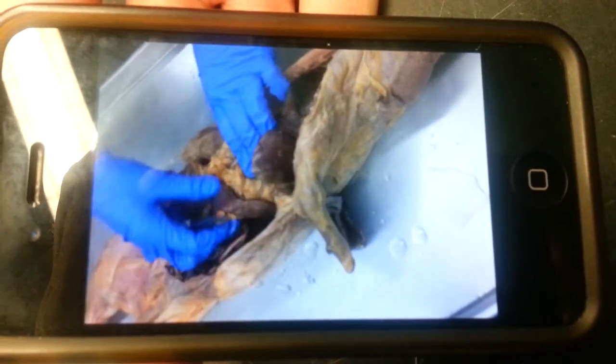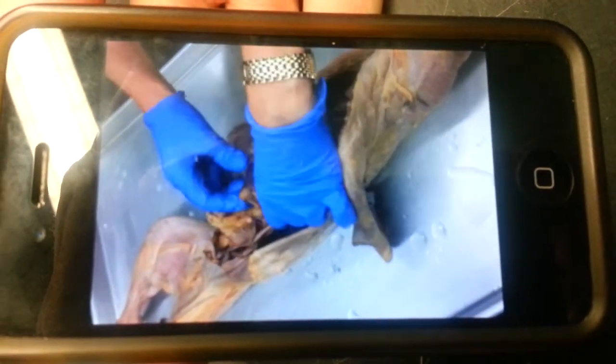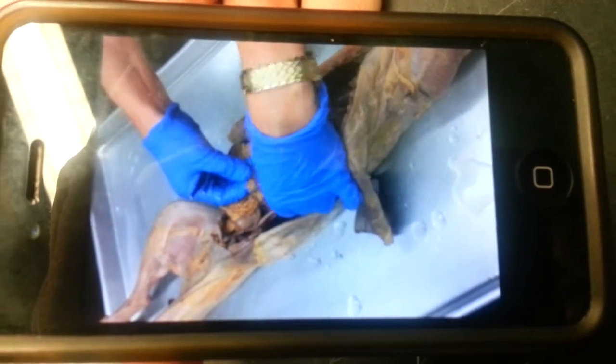This weird looking thing on the side is called the spleen. It's quite long and narrow in a cat, so that's the spleen.